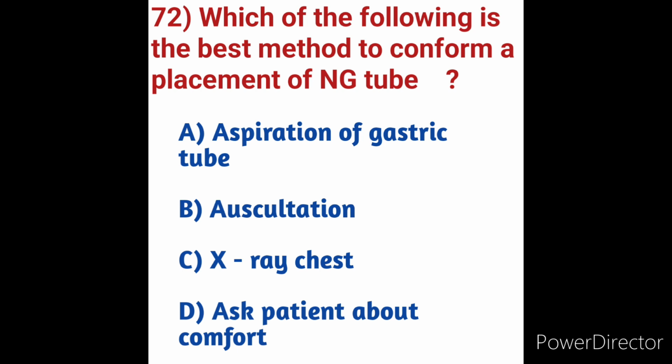Auscultation is most often used at the bedside to check appropriate placement of the nasogastric tube. Sound generated by air blown through the tube is used to determine tube placement in the gastrointestinal tract. But placement of NG tubes is always confirmed with an X-ray prior to use. This is the best and gold standard for NG tube placement. So here in these options, option C is the correct answer, X-ray chest. Next we will move on to question number 73.